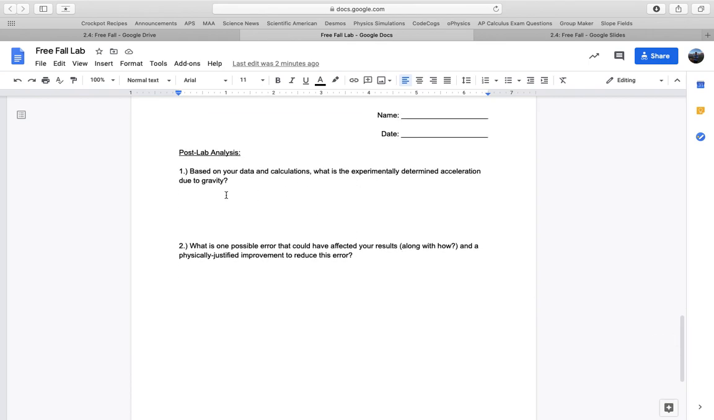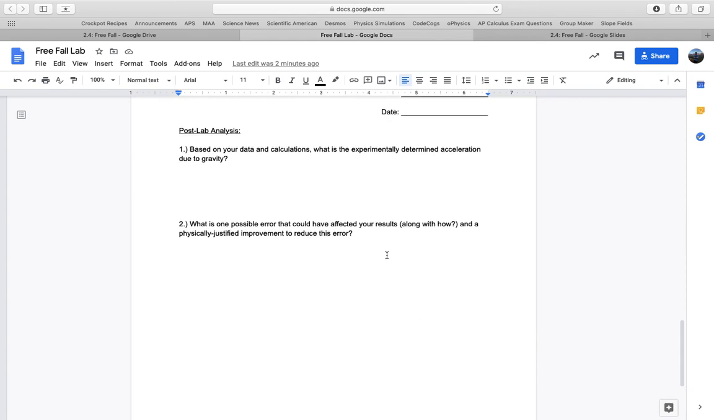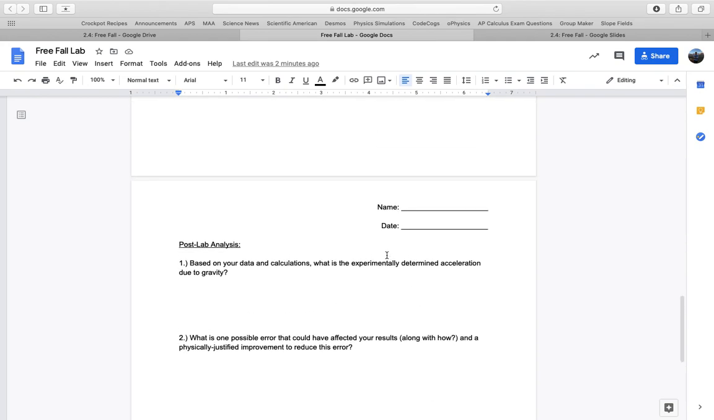calculations. What is the experimentally determined acceleration of gravity? And then number 2, what is one possible area that could affect your results, along with how, and a physically justified improvement to reduce the error. Okay? And this is your free fall lab.